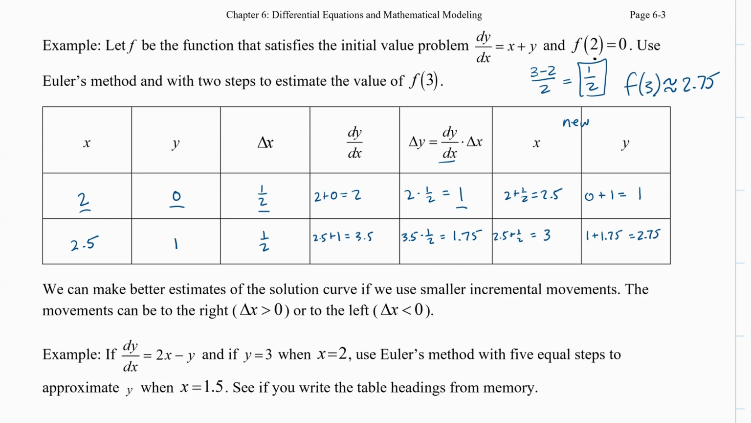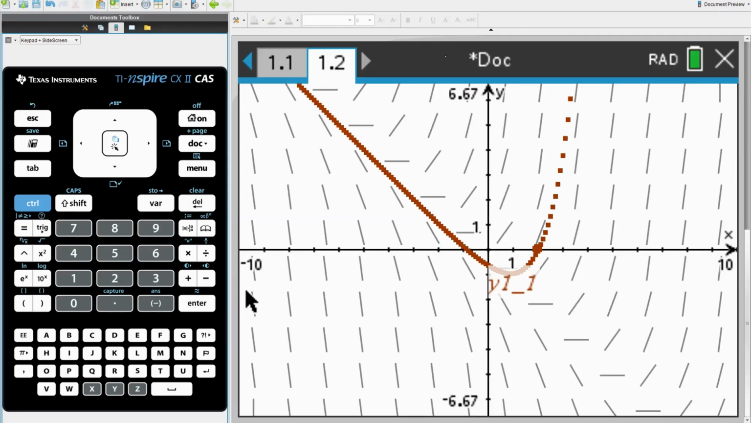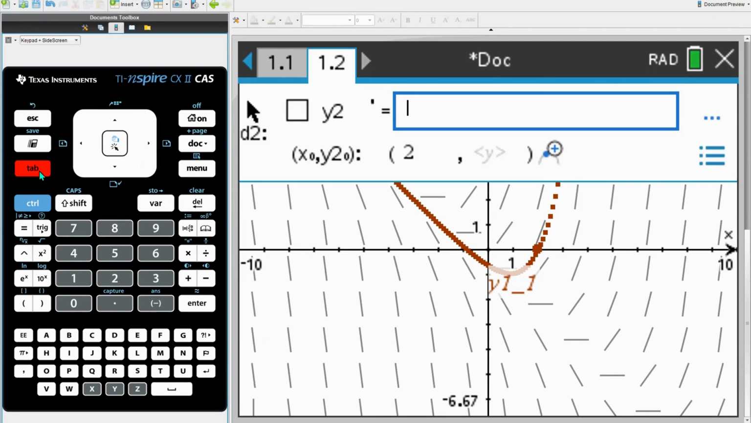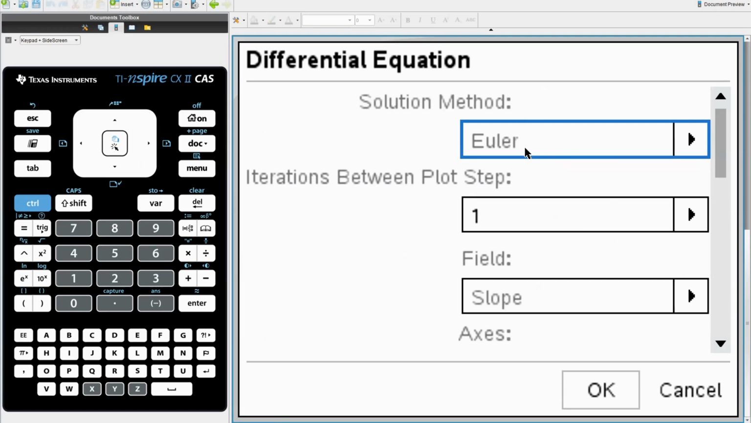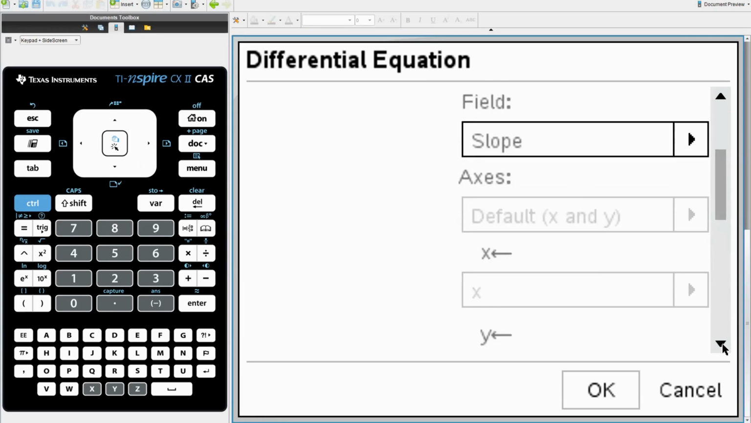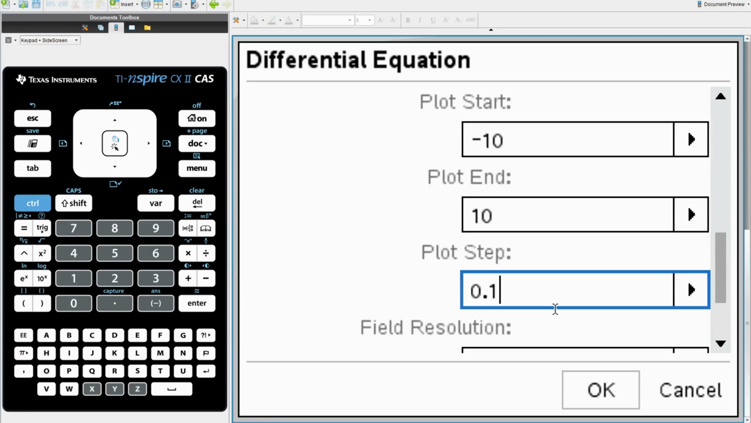Well, does that match what we saw in that calculator screen? Well, the calculator is doing the step size a little bit bigger. I'm going to hit tab, go up arrow, and go where our differential equation is being defined into this triple dot called edit parameter. You can see that it is using Euler's method to make its calculations. And if we go down here, you can see that it is using a plot step, which we call delta x, of 0.1. Let's change this to 0.5 and hit OK.